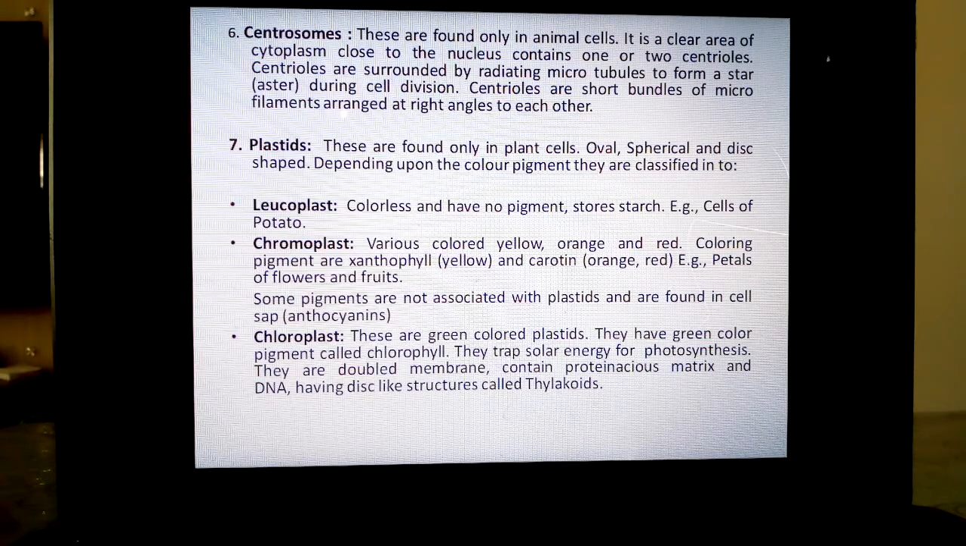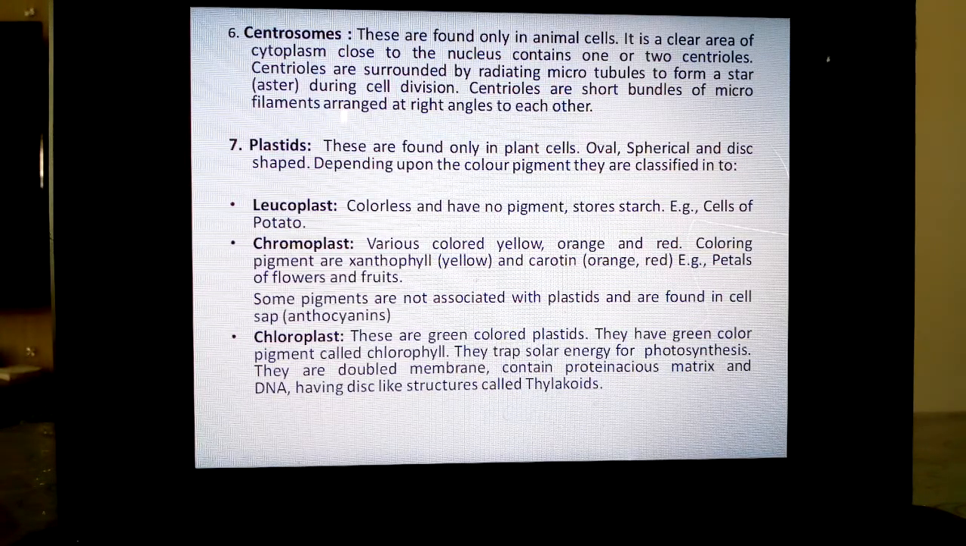Plastids. These are found only in plant cells, oval, spherical and disc-shaped. Depending upon the color pigments, they are classified into the following. Plastids are the structures we find only in plants, children. In plants we find many colors. The plant world is colorful. Beautiful flowers, fruits, seeds also have different colors.